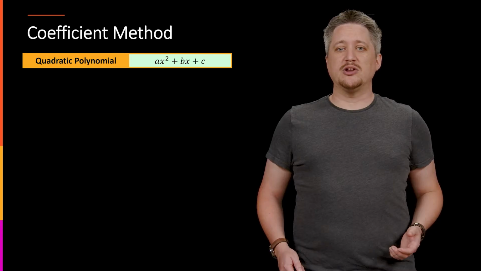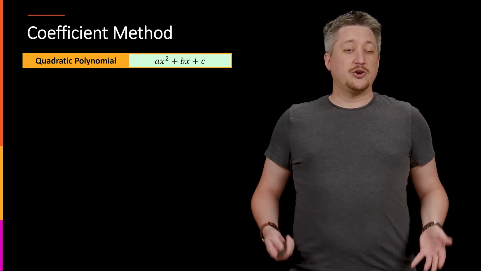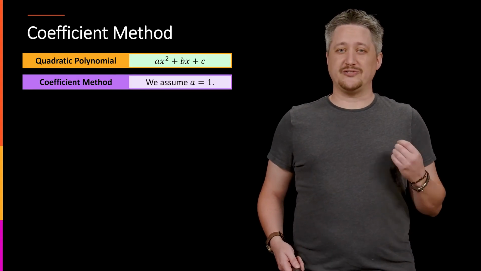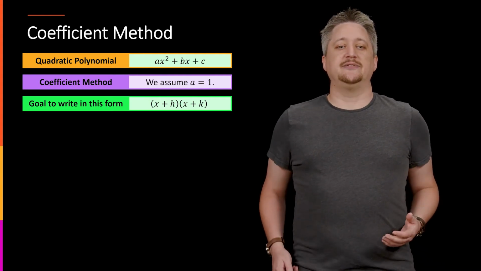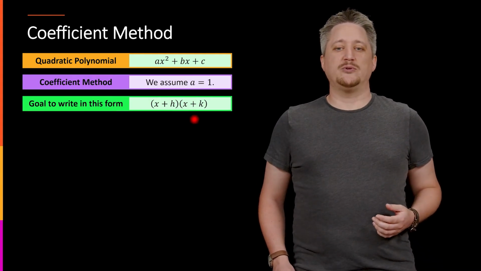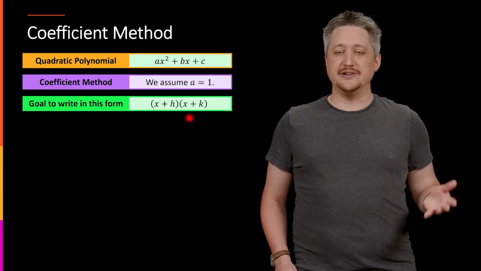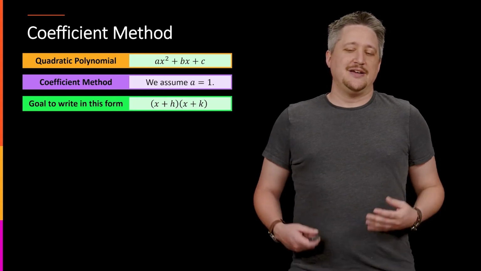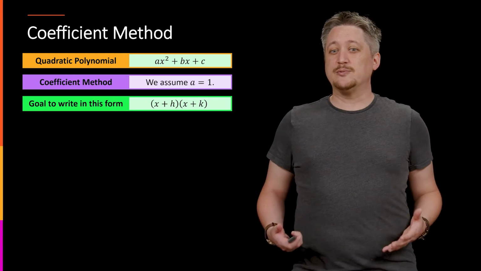So our general quadratic, this ax squared plus bx plus c bit, the coefficient method works when we assume that a is 1. So really we want just an x squared as our first term. The idea is we want to write it in this form. We want to have some sort of factored form: x plus a number and x plus a number, multiply these two things together. That's our goal. And as is often the case with math, it helps to take the goal and work backwards. So that's what we're going to do.